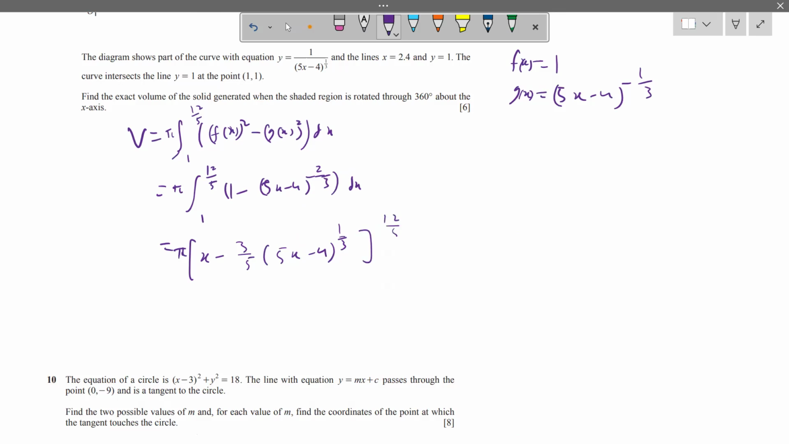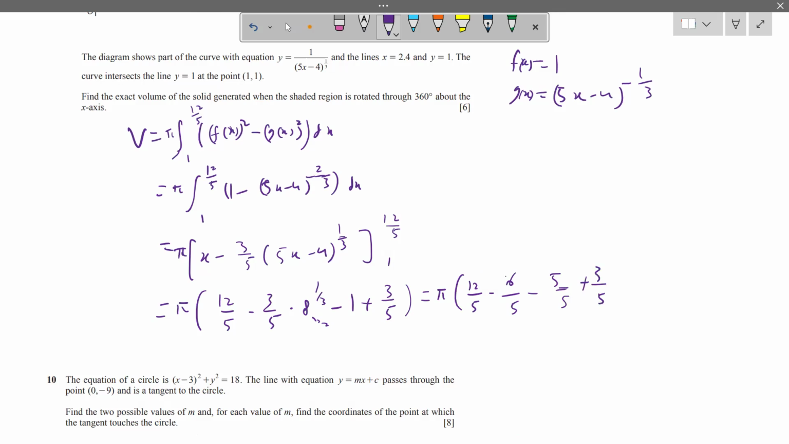And then you substitute the integration bounds, so you get pi times (12 over 5 minus 3/5 times 8 to the power of 1 over 3, minus 1 plus 3 over 5). So this is 12 over 5 minus, so this will be 2, right? 6 over 5 minus 5 over 5 plus 3 over 5. So you get pi times (6 minus 5 plus 3) over 5, that's going to be 4 over 5. So that's 4 over 5 pi.